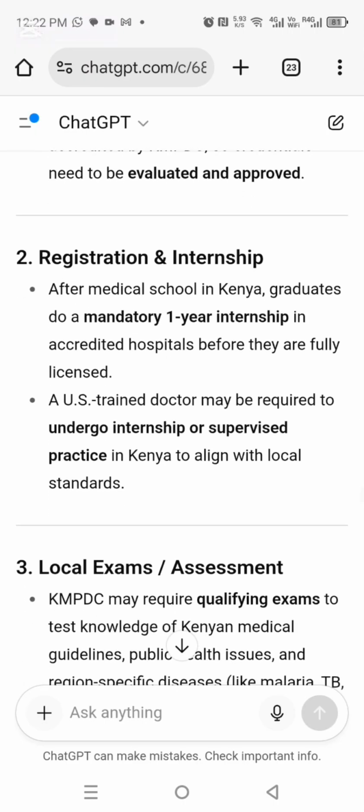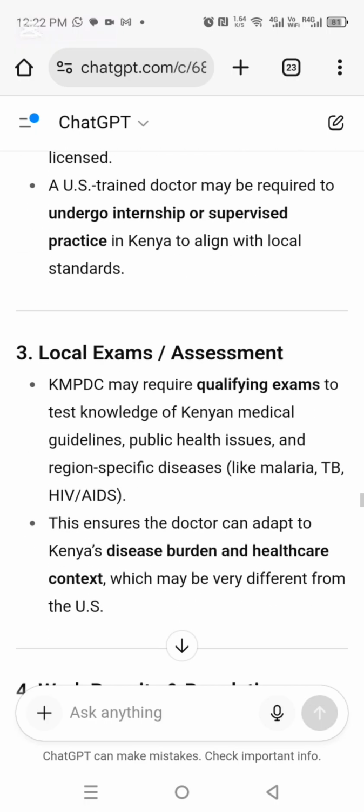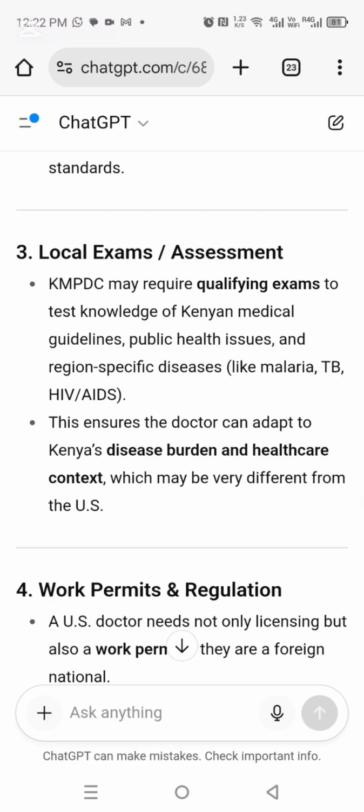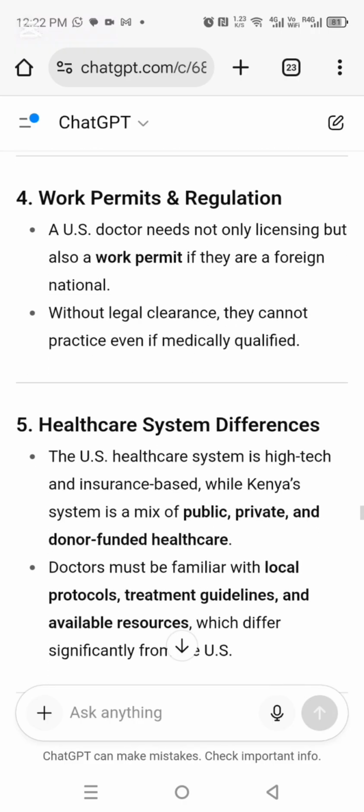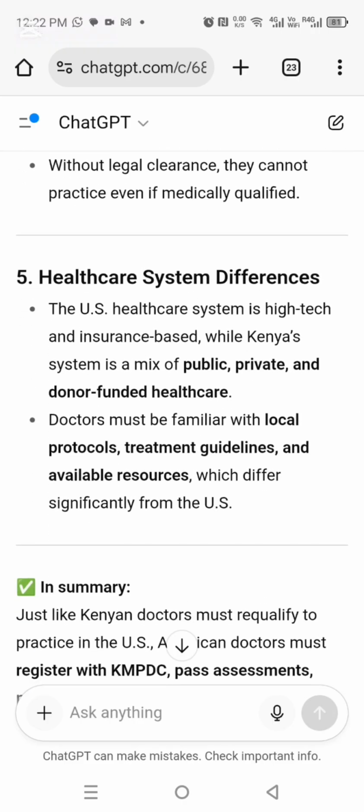Registration and internship. After medical school in Kenya, graduates do a mandatory 1 year internship. A US trained doctor may be required to undergo internship or supervised practice. Then there's the local exam or assessment. There's the work permits, the healthcare system differences. And I want you to take a look at this. The US healthcare system is high tech and insurance based, while Kenya's system is a mix of public, private, and donor funded healthcare, which does not make sense.